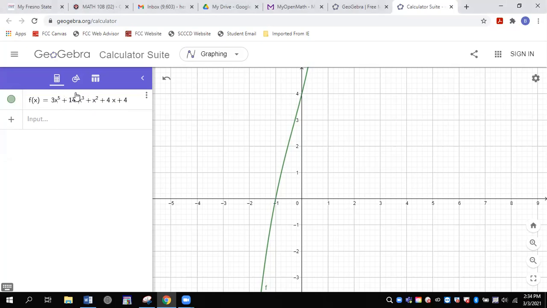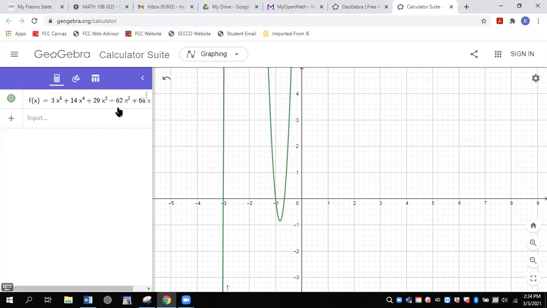Plus 14x to the 4th, shift up arrow, 4th power, right arrow, plus 29x cubed, 62x squared. I'll put that in there. 62x squared, 68x, and what's the last one? Plus 24. Boom. There we go. All right, so look at the graph.